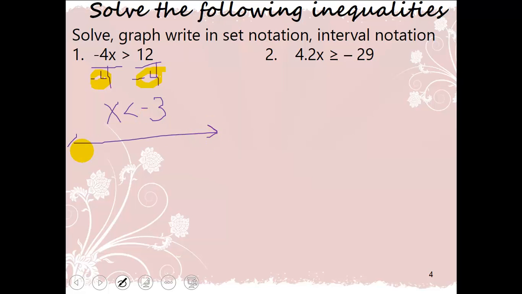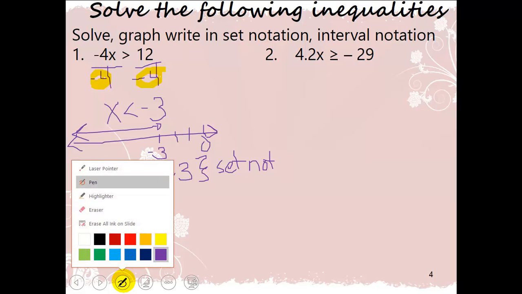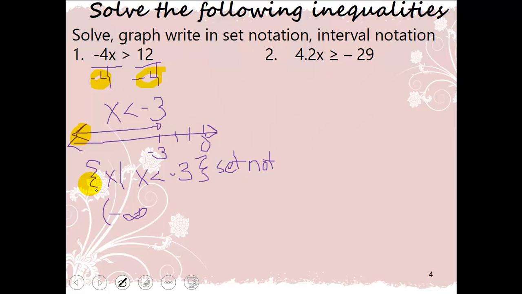So here's my number line. Here's 0. Here's negative 3. Open dot to the left. So it's all x's such that x is less than negative 3. That's set notation. And interval notation says it goes off to negative infinity because it just keeps going and going and going. Comma, negative 3 doesn't include it, so I'm going to use a parenthesis. That's the interval notation.